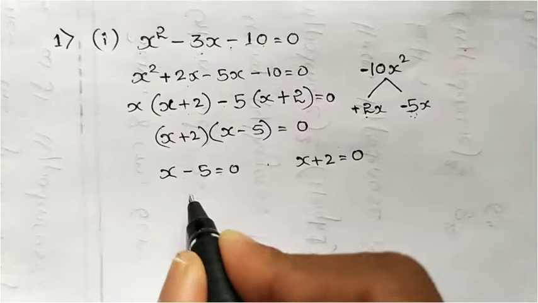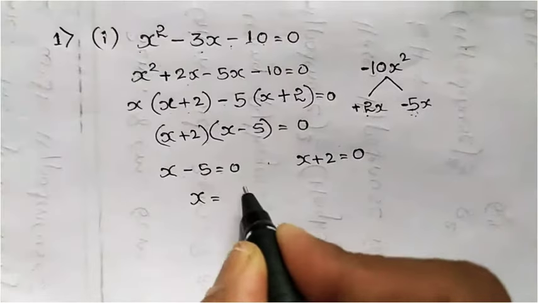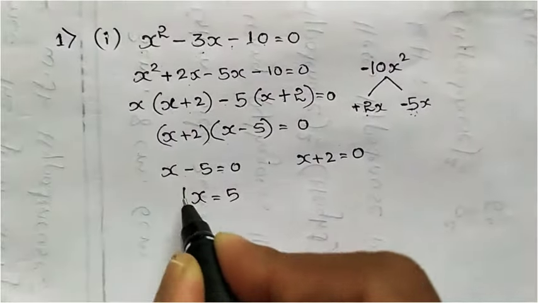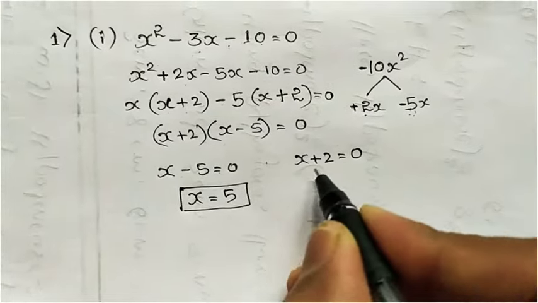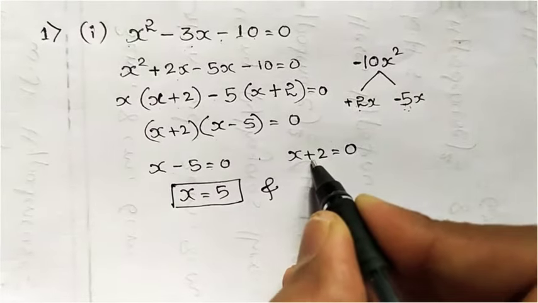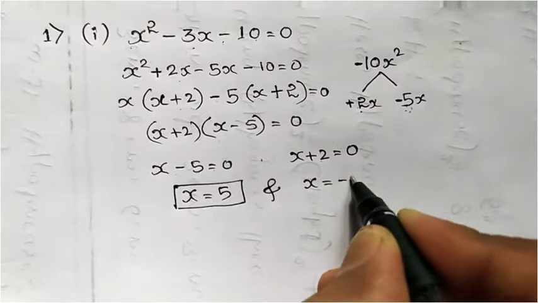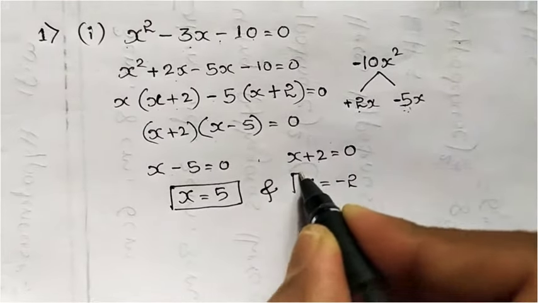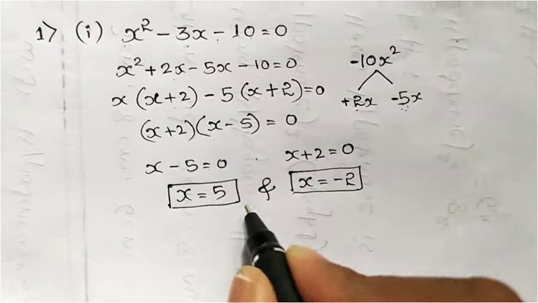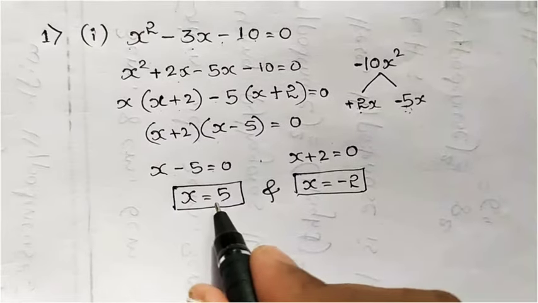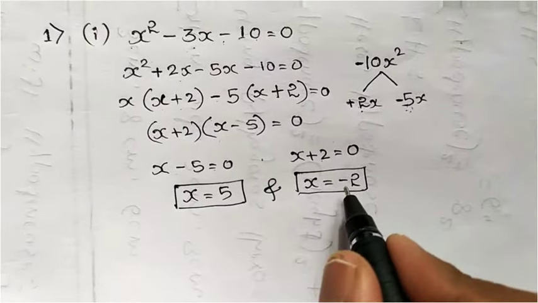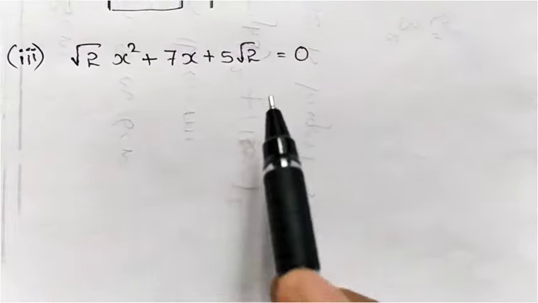Okay, x minus 5, if I take minus 5 to the right side, it becomes plus 5. So x equal to 5 is our one root. And if I take 2 to the right side, it becomes minus, so x equal to minus 2. This is our other root. Okay. So the required roots are 5 and minus 2. Now, the second one is for your practice.